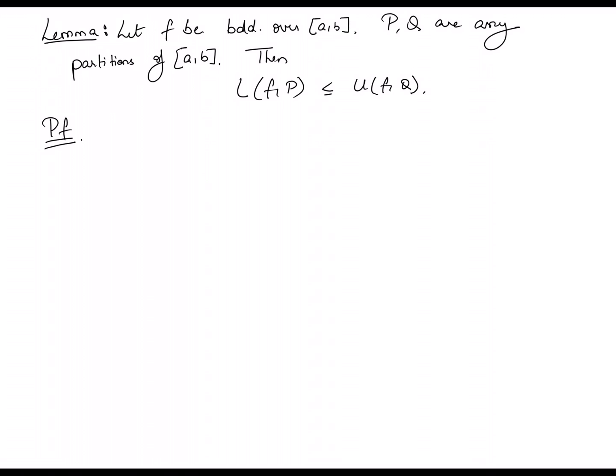What we are going to do is consider the partition which is obtained by the union, partition P union Q. Okay, on this, well, it turns out that L of f,P, remember P union Q is a finer partition than P. So therefore the lower sum is only going to get larger.